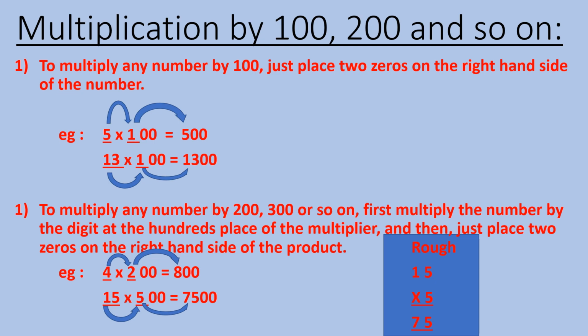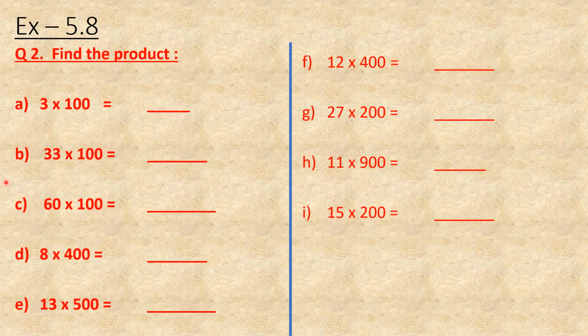Now we will start question number 2. Exercise 5.8. Question number 2. Find the product. Here you have to multiply 3 and 100. Again 33 and 100. Multiply 60 with 100. So you may see I have taken here few questions. Now let's start one by one.